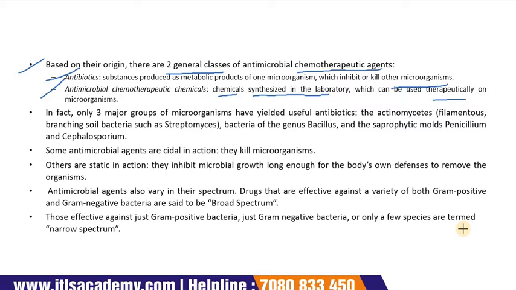Most of the major groups of antibiotics were discovered prior to 1955, and most antibiotic advances since then have come about by modifying the older forms. In fact, only three major groups of microorganisms have yielded useful antibiotics. The first one is the actinomycetes, the filamentous, branching soil bacteria such as Streptomyces. Next are the bacteria of the genus Bacillus and the saprophytic molds, which give us penicillin and cephalosporin.